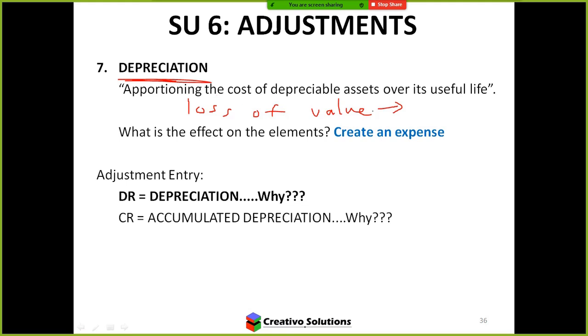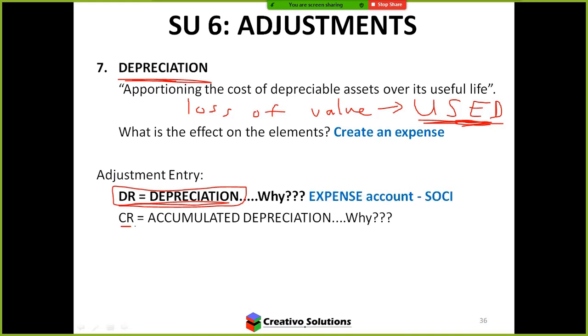So depreciation is applicable to assets that are used. Only assets that are used are depreciated. I use furniture, I use equipment, I use machinery, I use vehicles. Those assets are depreciated because of the use of those assets. Make sense? Do you remember what this is? It's an expense. Do you remember where expenses are recorded? Debit side, yes.